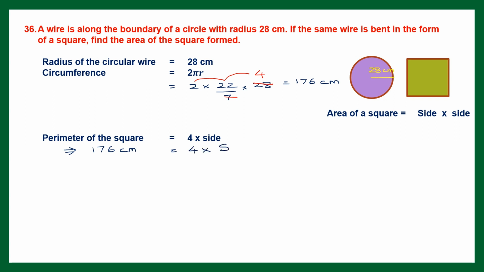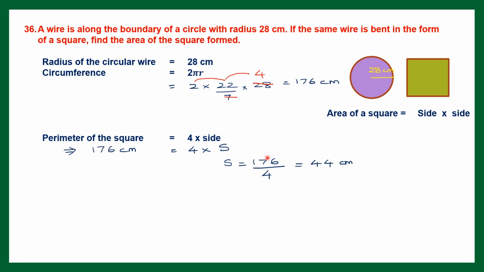Now we are going to find side. So let's leave only side here, and on the other side we have 176 centimeters. Leave it as it is. Now let's move this 4 along with the side. 4 is into side, isn't it? 4 into side. We're going to move this 4 to the other side. So it becomes divided by 4. So this becomes 176 divided by 4, which is equal to 44 centimeters. So when you divide 176 by 4, you get 44 centimeters.